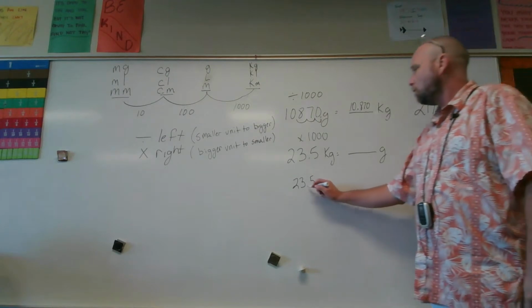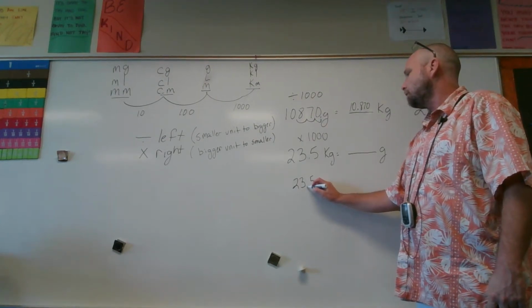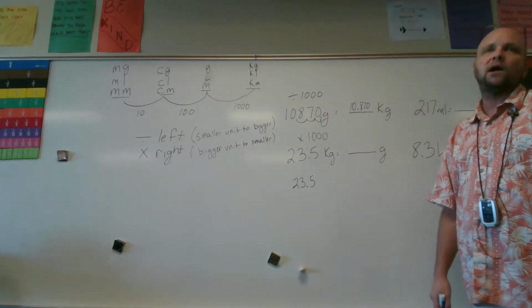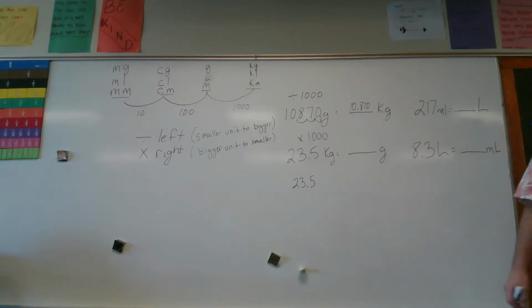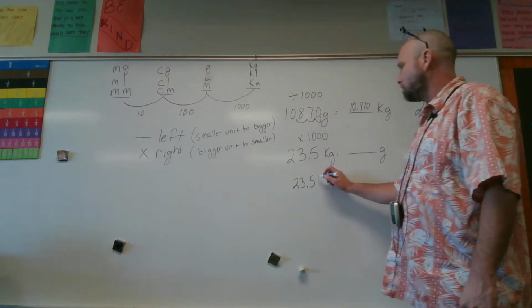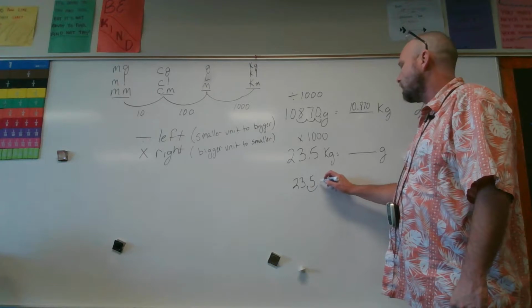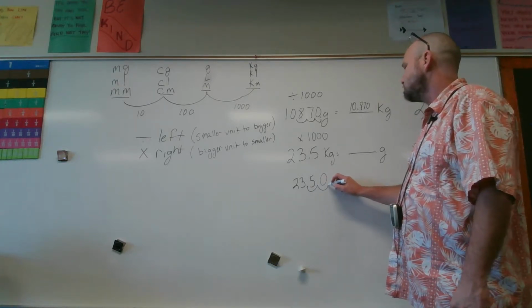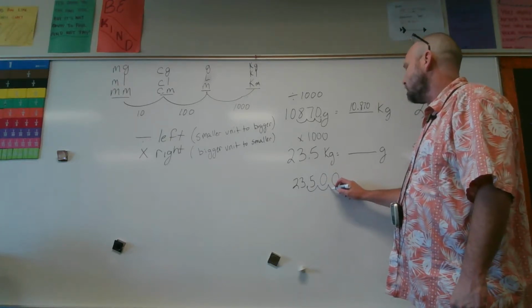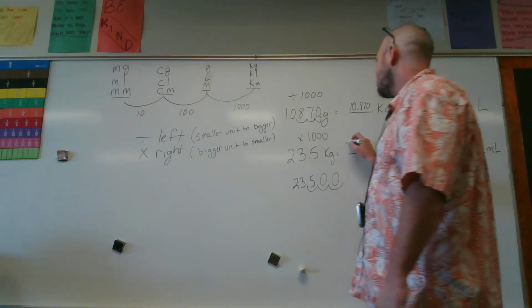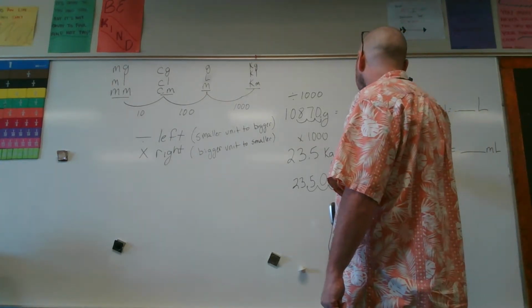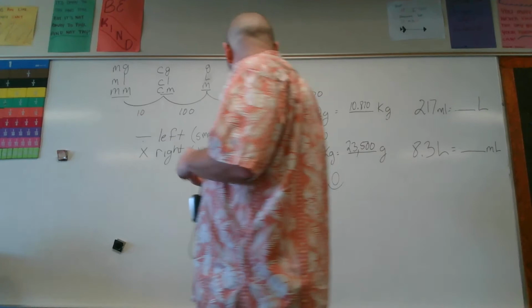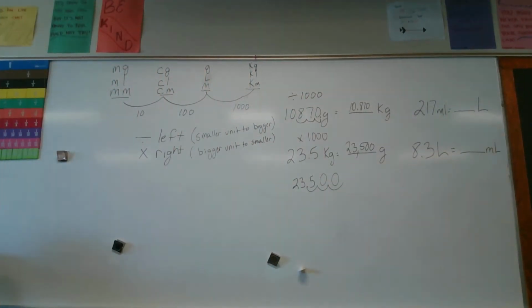But oh no, I only have one number here to move it behind. What should I do, Gage? I can't just move it one time. Or you can add zeros. I can add zeros. Now I have moved it 3 places. So 23 and 5/10 kilograms equals 23,500 grams.